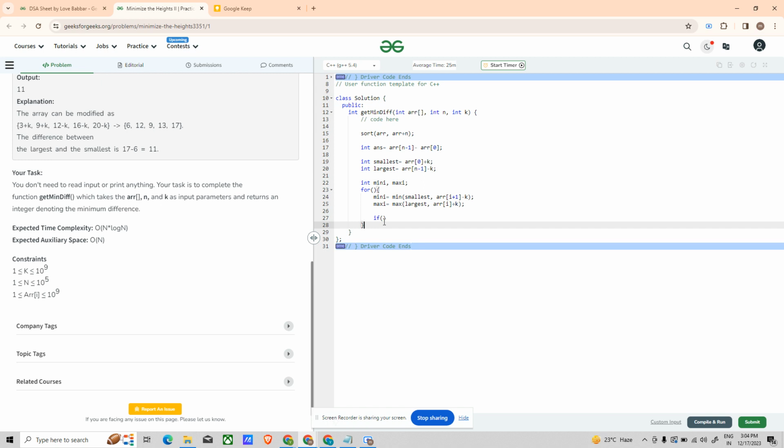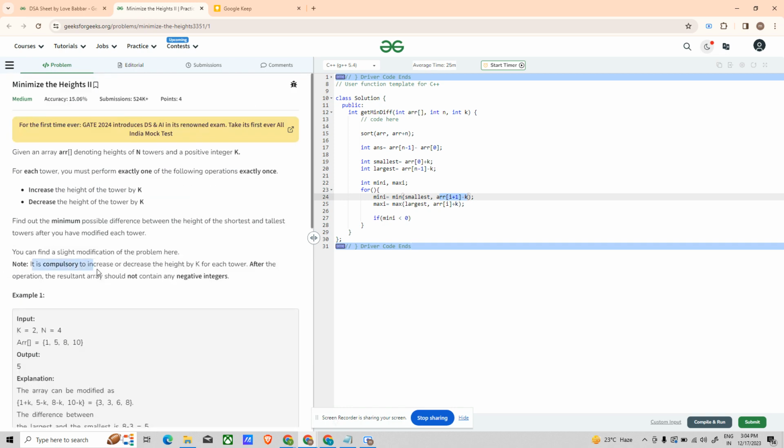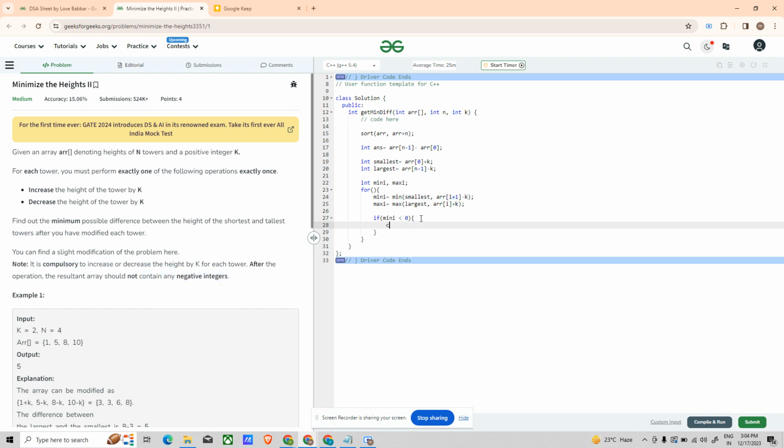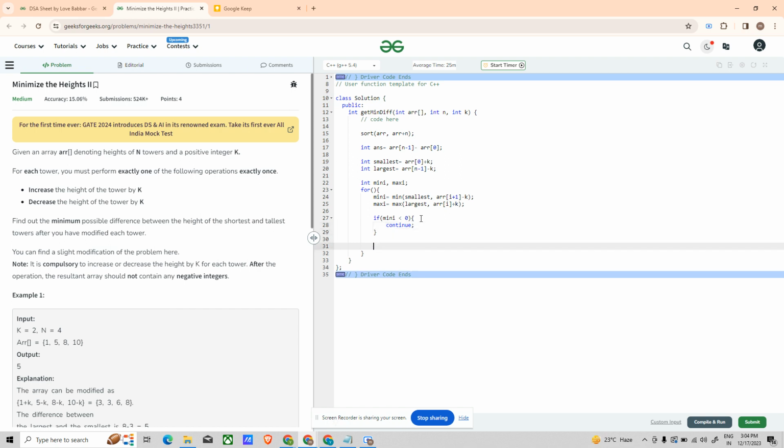And if minimum is negative, that means ARR I plus 1 minus k is negative. And if ARR I plus 1 minus k is negative, then we are checking for a negative height of a tower. That is not possible because it is given here that it is compulsory to increase or decrease the height by k for each tower. After the operation, the resultant array should not contain any negative integers. So this operation is not possible, so we just skip this step.